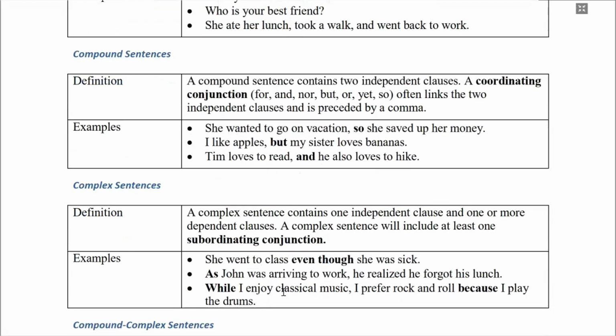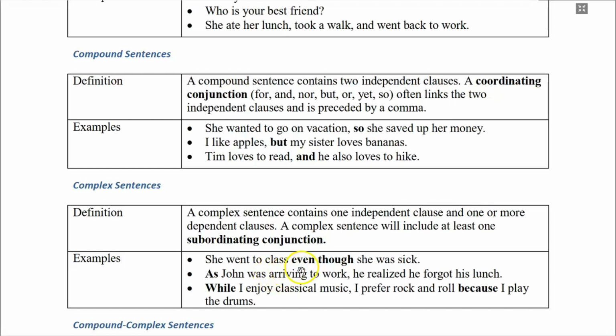Then complex sentence. A complex sentence contains one independent clause and one or more dependent clauses. So remember that we said earlier that no matter what, a sentence must contain at least one independent clause, at least one main clause. So a simple sentence contains one main clause, a compound sentence contains two main clauses, and a complex sentence contains one main clause and one or more dependent clauses, and a complex sentence will include at least one subordinating conjunction. That is, if you have a complex sentence, only one of the clauses there can stand on its own. The other may not be able to stand on its own.